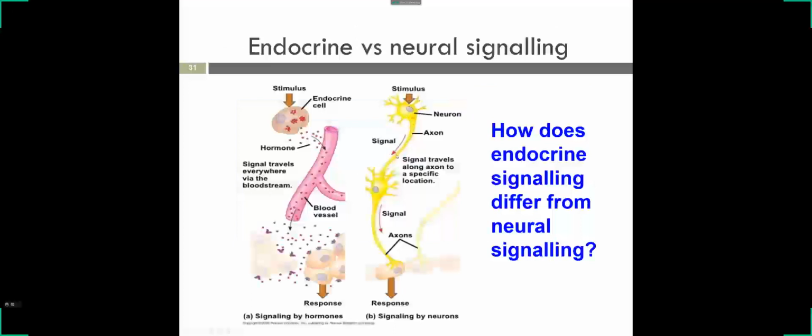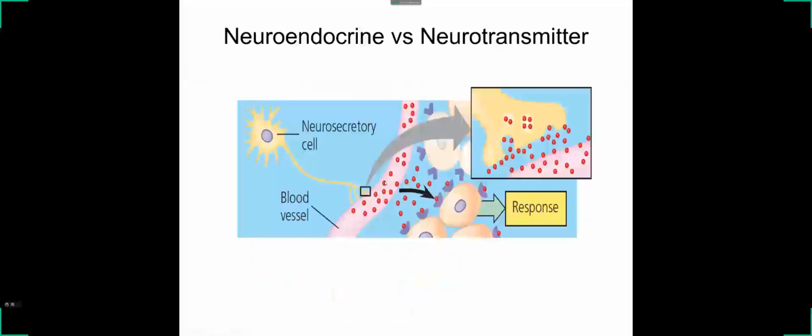Here the neuron is coming down and it's releasing onto another neuron. So that's neural signaling, and this is neuroendocrine signaling. It looks very similar to a neuron up to this part, but instead of releasing to another neuron, it releases straight to the blood vessel. Okay? And the hypothalamus has these types of cells.